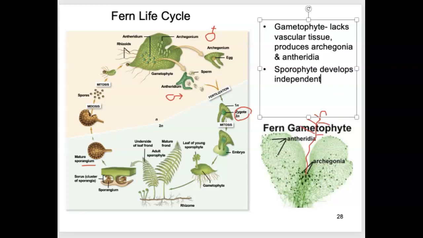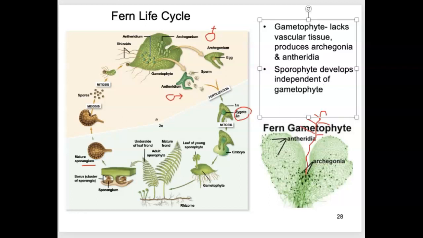The sporophyte is going to be pretty independent of the gametophyte. It will quickly establish the rhizoids and develop that support system. So if the gametophyte gets damaged or destroyed, the sporophyte is still functional. But as the sporophyte matures, it goes into reproduction and produces those sori or sporangia and makes more spores.